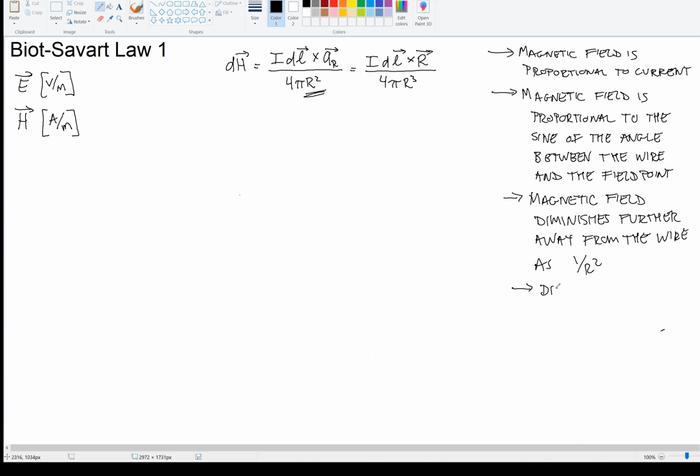So the direction, I'll say that again, or I'll write it down: direction of the magnetic field is normal, perpendicular, to both the wire and the distance vector.